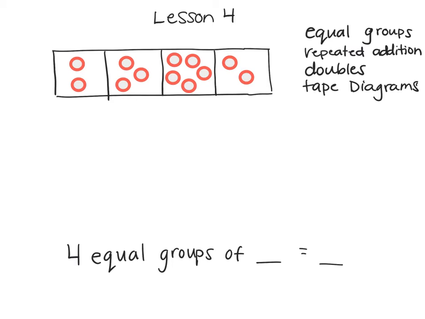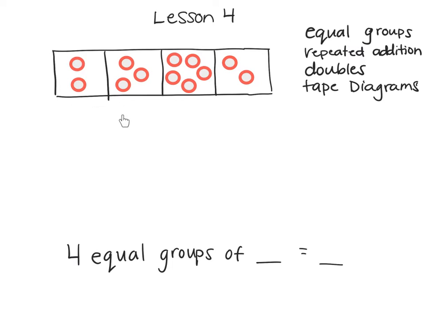Okay, so let's look at a different problem. And I see I now have a tape diagram that has 4 groups. There's 4 boxes, 1, 2, 3, and 4. Now a tape diagram is just like how we were kind of going about doing it with circles, except now they're just done in squares. So don't let that distract you from seeing them in smaller groups, okay? So I see that down here it says 4 equal groups of blank equals blank.